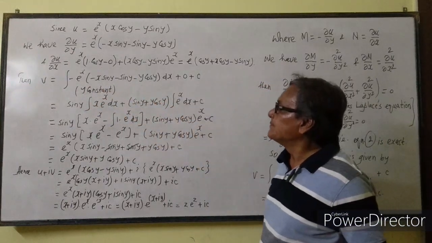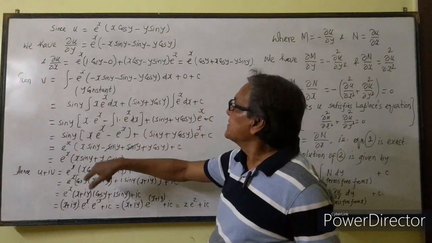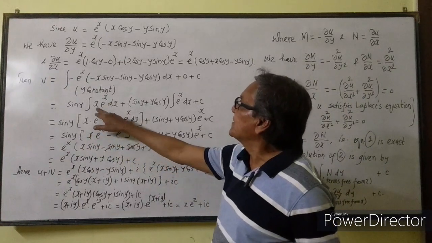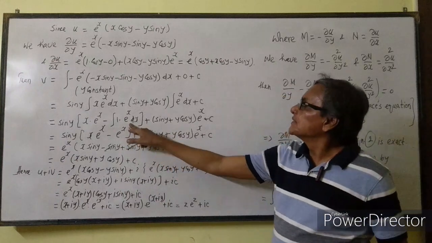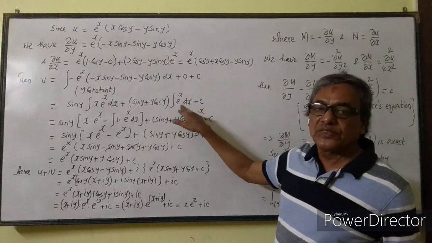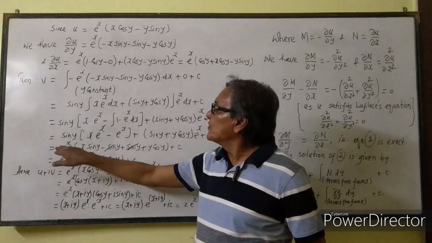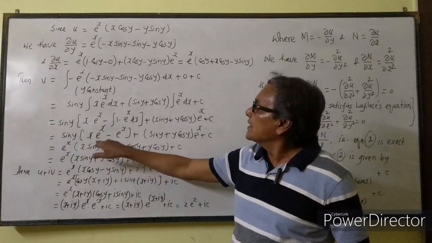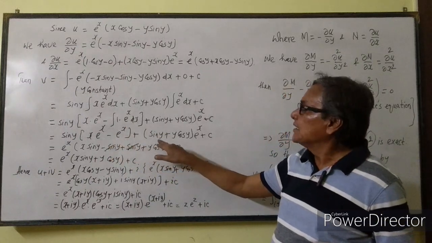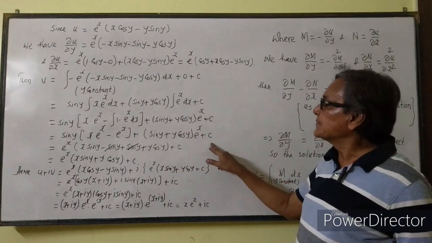plus c. This is equal to sin y, by parts: first integral of second minus the integration of the derivative of first times the integral of second, plus sin y plus y times the integral of e to the power x, and e to the power x plus c. And this is equal to sin y times x e to the power x minus e to the power x, plus sin y plus y cos y e to the power x plus c.